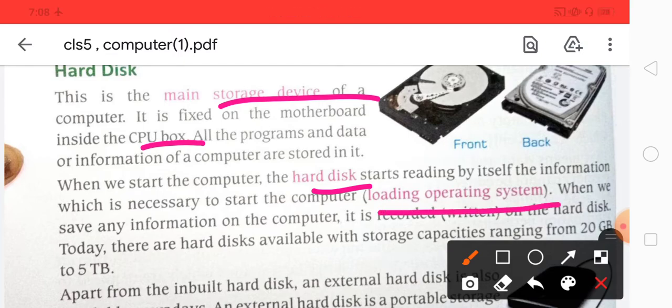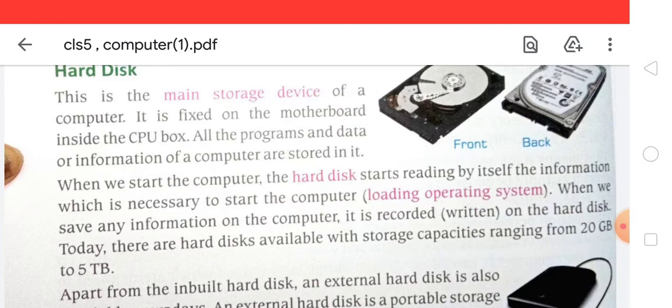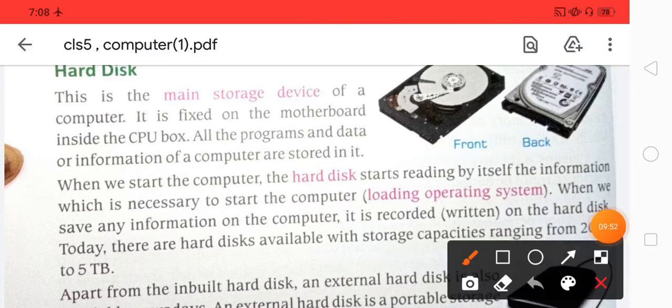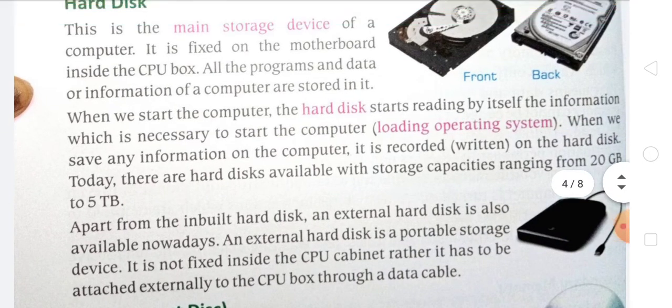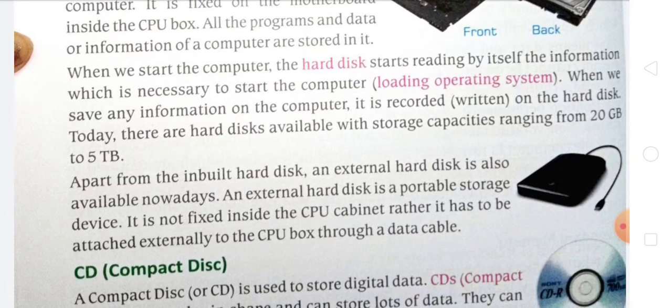When we save any information on the computer, it is recorded in the hard disk. Today there are hard disks available with storage capacity ranging from 20 GB to 5 TB. Apart from the inbuilt hard disk, an external hard disk is also available nowadays. An external hard disk is a portable storage device, that is, it is not fixed inside the CPU cabinet, rather it has to be attached externally to the CPU box through a data cable.